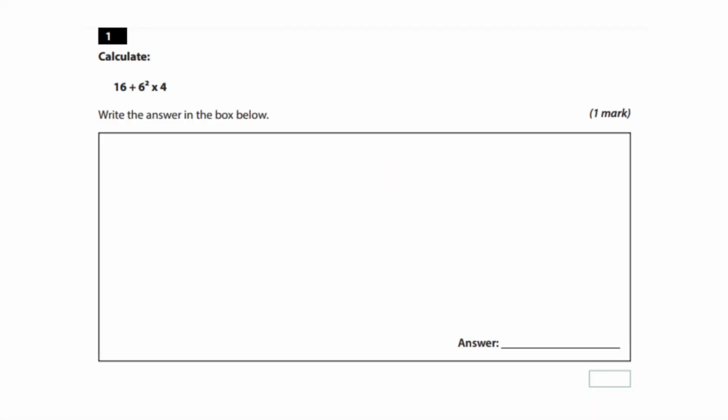Question 1. Calculate 16 plus 6 squared times 4. Write the answers in the box below. Now this is about the order of operations. I am going to be making a video on this very soon, but for now that's not going to help you. So I'm just going to explain that we'll do the powers first, then the multiplication, then the addition. So the powers first. Let's just write this out.